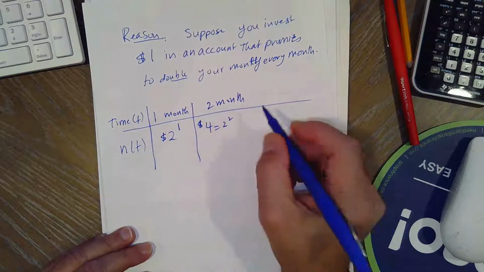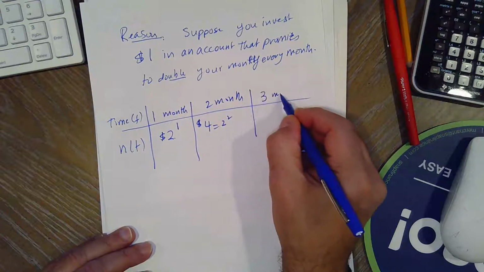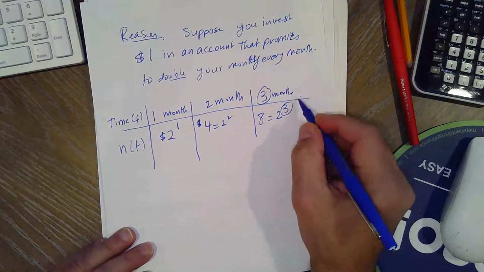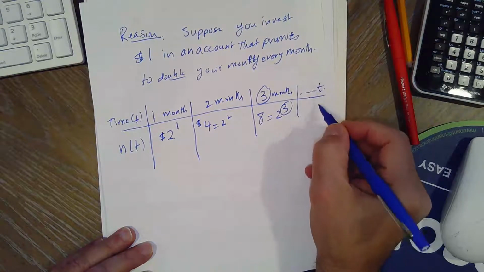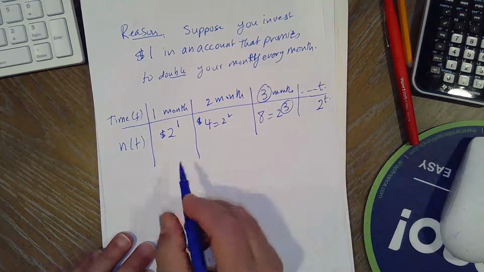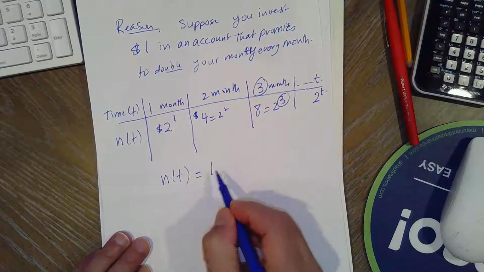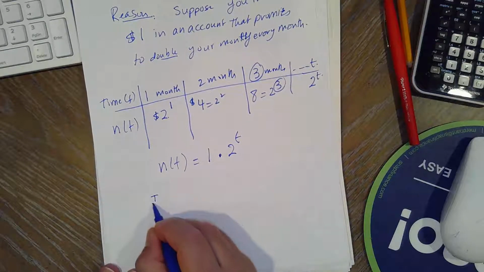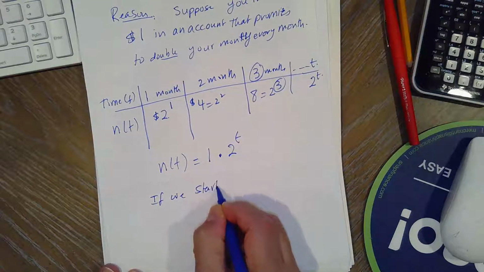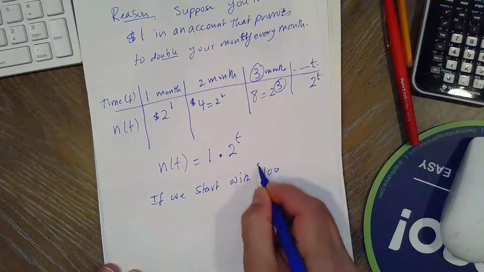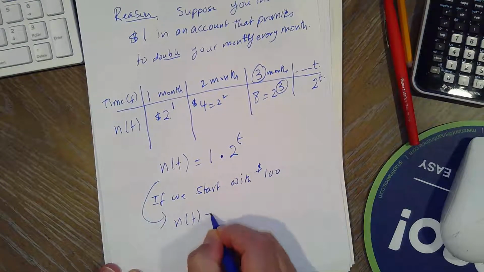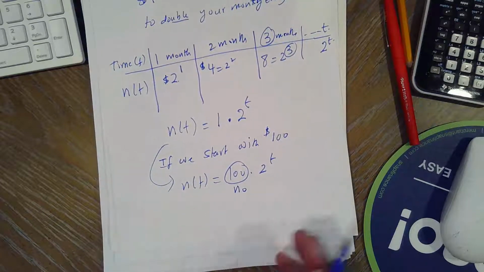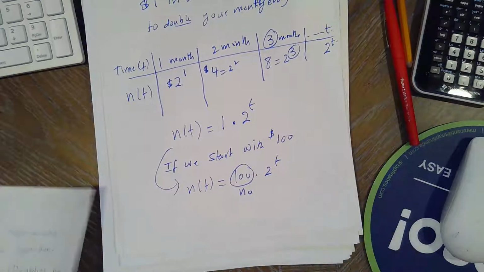2 to the 1, 2 to the 2. In 3 months, it's $8, which is 2 cubed. You can see that. And in t months, it's gonna be 2 to the t. Okay, so N of t equals 1, which is what you started with, times 2 to the t. Now, if we start with $100, then N of t is going to be 100 times 2 to the t. That's your N sub 0, initial population, in this case, initial amount of money you put in.